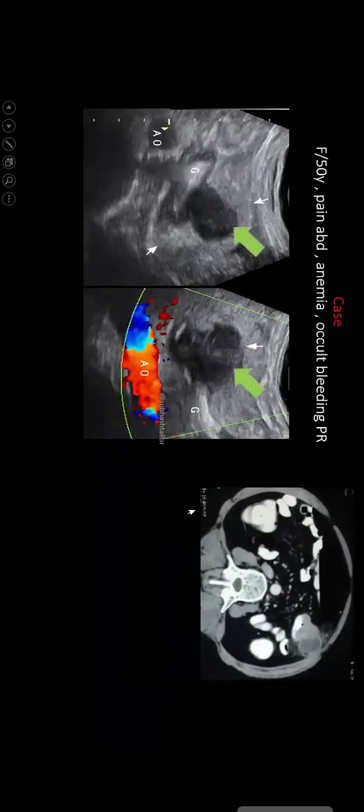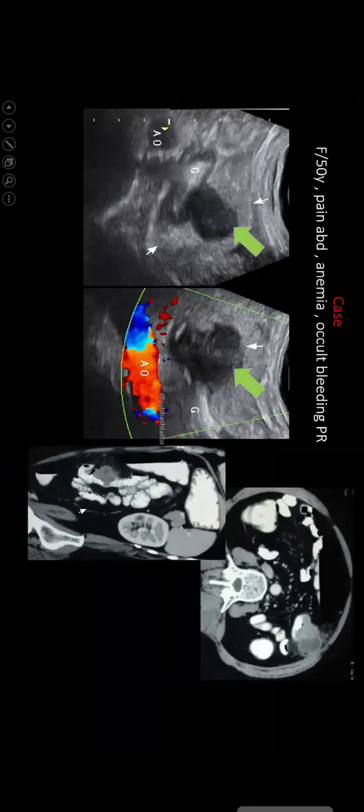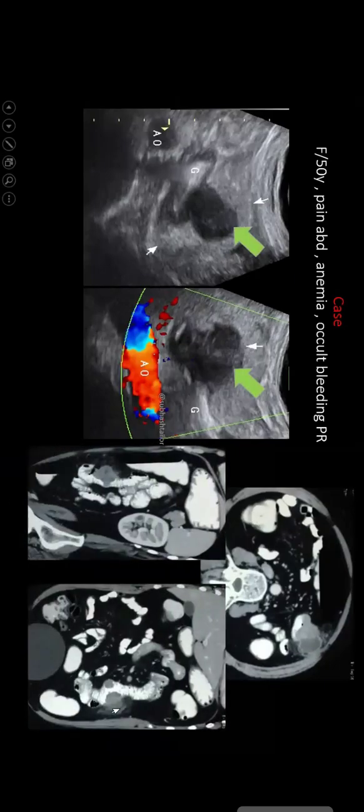Adjacent to the aorta, this might be involving jejunum. Aorta, jejunum, and some exophytic mass. CT was done. There was an exophytic mass involving jejunum. In the sagittal, the exophytic mass. In the coronal, there is an exophytic mass involving jejunum with fat stranding. It was a jejunal gastrointestinal stromal tumor.